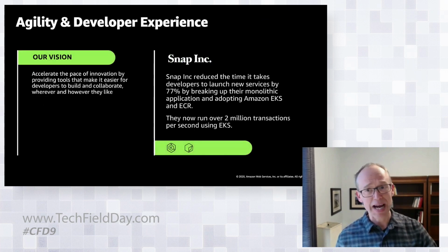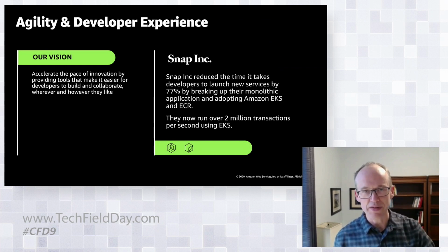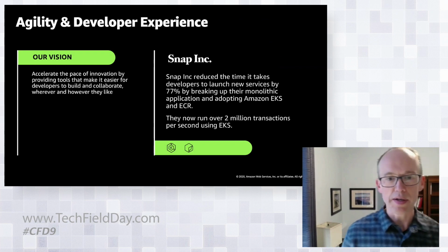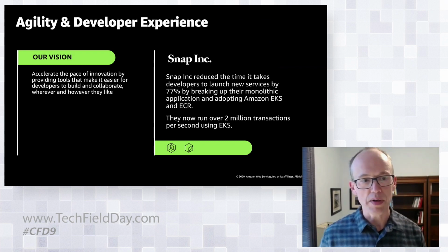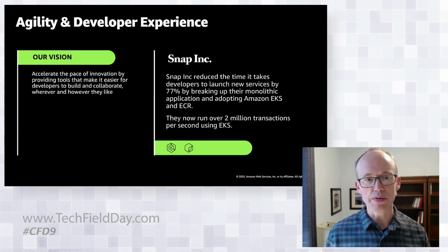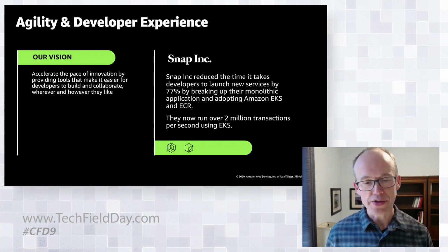Likewise, you have customers like Snap running on EKS, at this astounding number, 2 million transactions per second. Snap is obviously running with a very large number of users worldwide. They're an EKS customer and an ECR customer. They had this project of breaking up a monolith into microservices using EKS, which is a common pattern that you see.